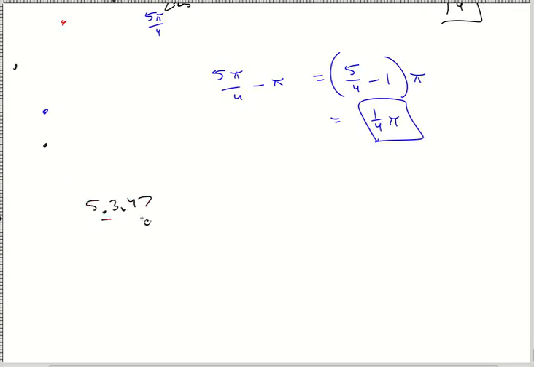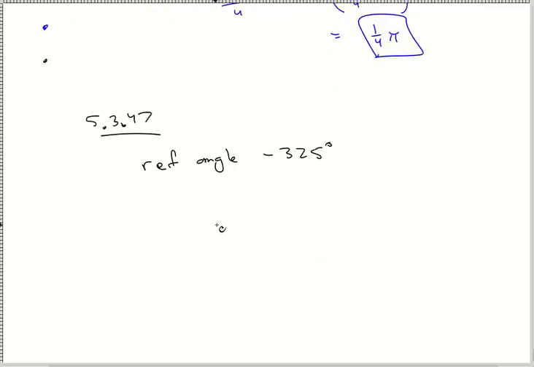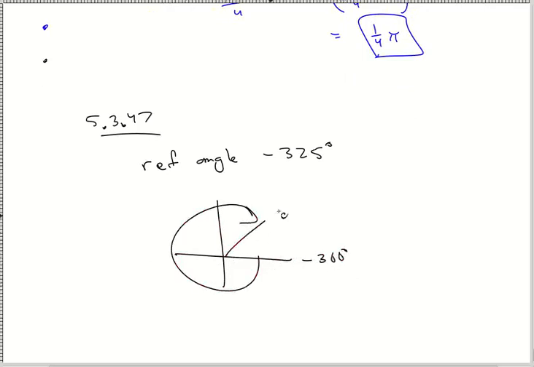I got a reference angle for negative 325 degrees. Where's negative 325? Well, this is negative 360 technically if I'm going clockwise. So it's pretty close.